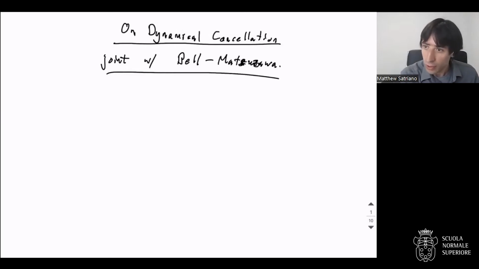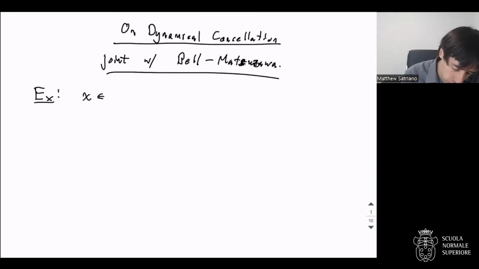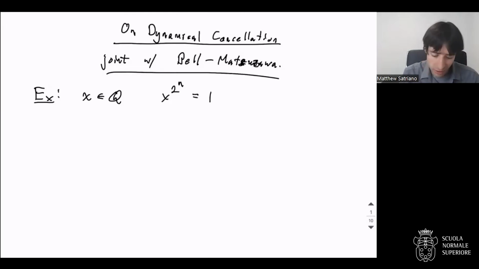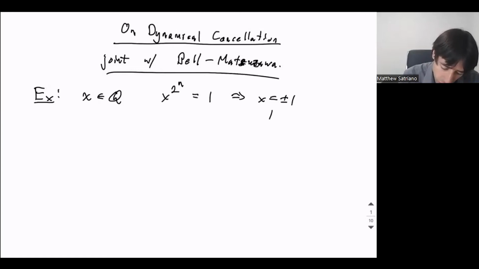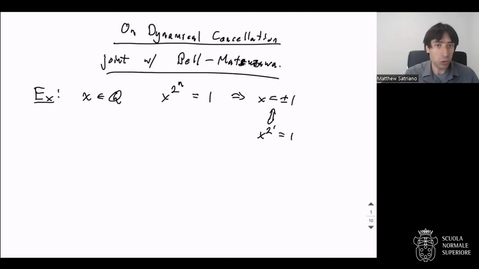If I start off with a rational number, and I tell you x to the 2 to the n is 1, which is a somewhat trivial example, then this implies that x is equal to plus or minus 1. Equivalently, x to the 2 to the 1 is 1. And that's not special to Q. You could deal with a number field; the same is true for a number field.